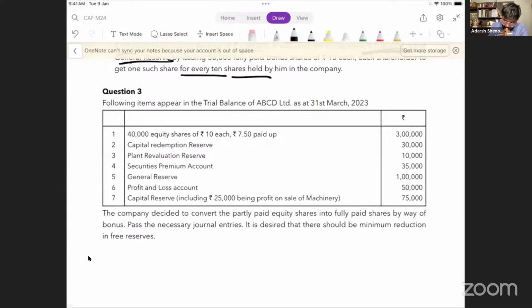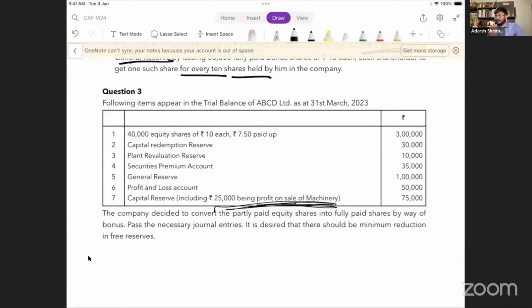Following items appear in the trial balance of ABCD Limited as at 31st March 2023. 40,000 equity shares of rupees 10 each, rupees 7.5 paid up. So 2.5 is not yet paid up. These are not fully paid up shares. Capital redemption reserve is there. Plant revaluation reserve is there. Security premium account, general reserve account, profit and loss account, capital reserve, including 25,000 being profit on sale of machinery.